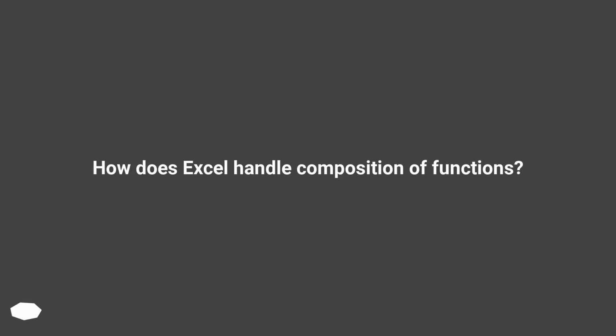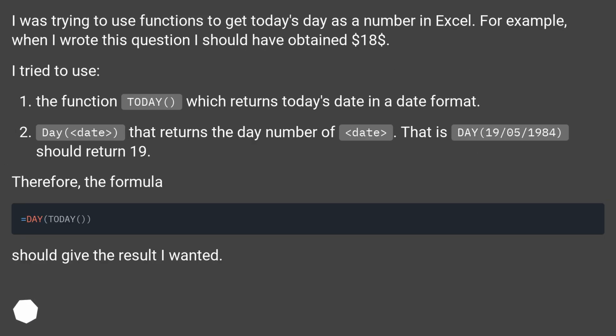How does Excel handle composition of functions? I was trying to use functions to get today's day as a number in Excel. For example, when I wrote this question I should have obtained 18. I tried to use the function TODAY, which returns today's date in a date format.